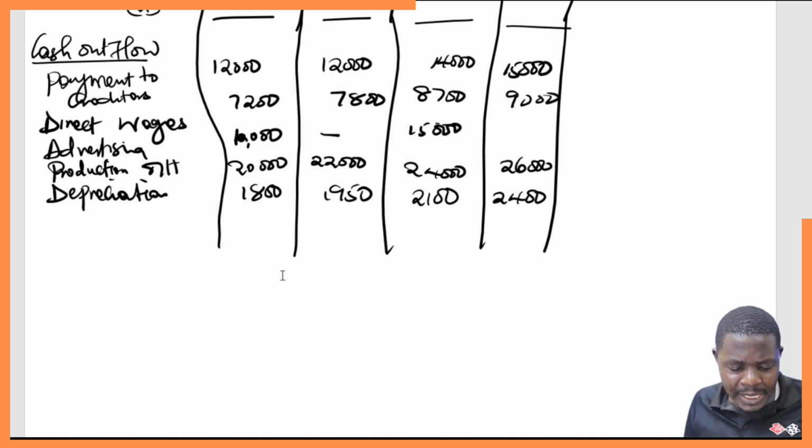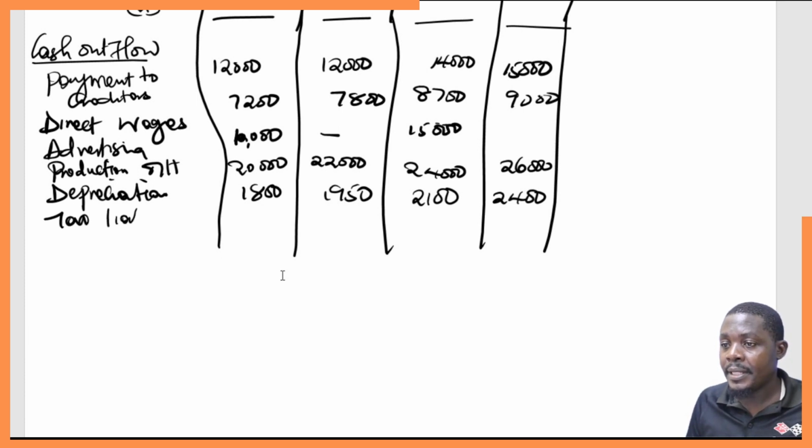We are told that outstanding tax liability, outstanding of what? Of 16 million is due in March. Tax liability is 16.